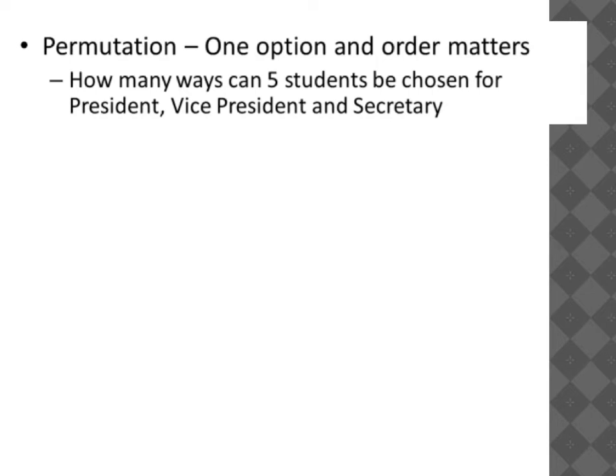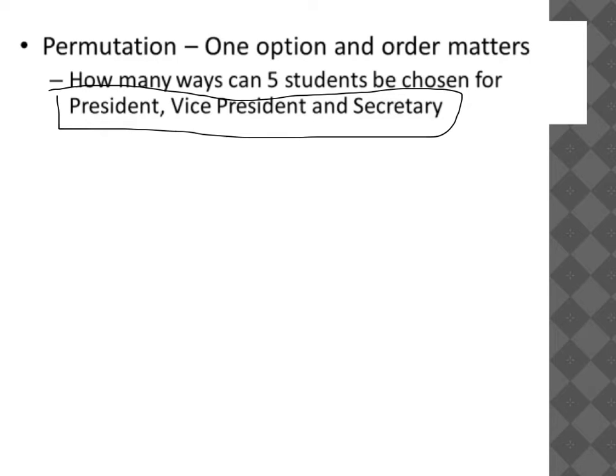Permutation. Permutation has one option. So the options here are we're looking for people to be in office. So that's my options. And order matters because if you're chosen for president, it's a lot different than if you're chosen for secretary. So when we're doing permutation, again, order matters.